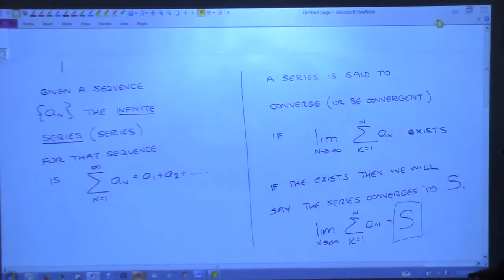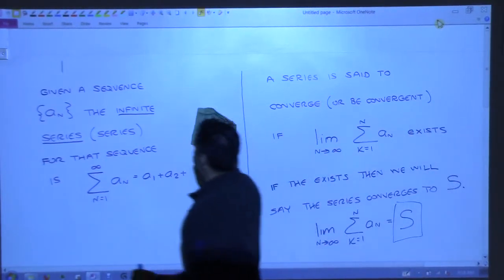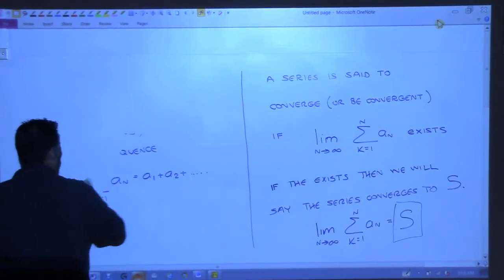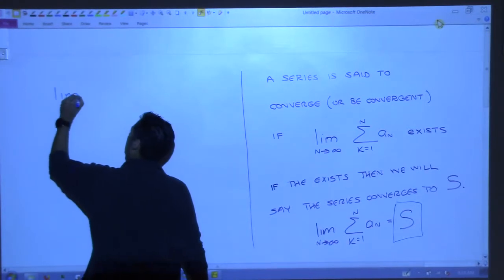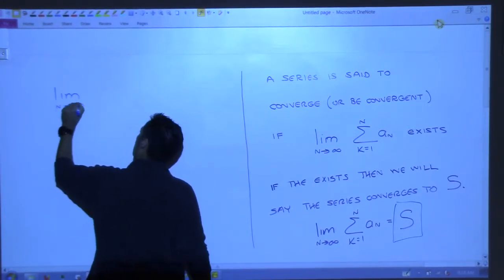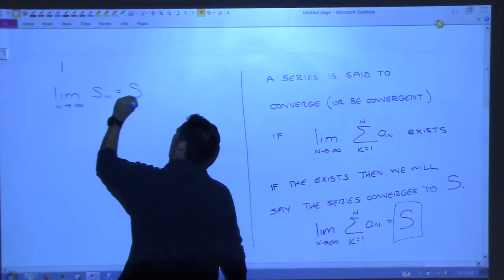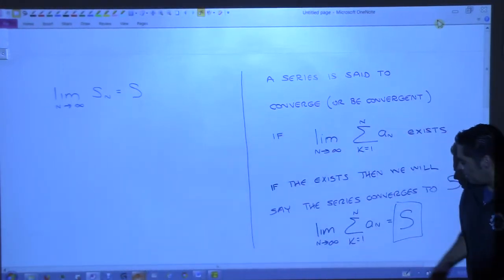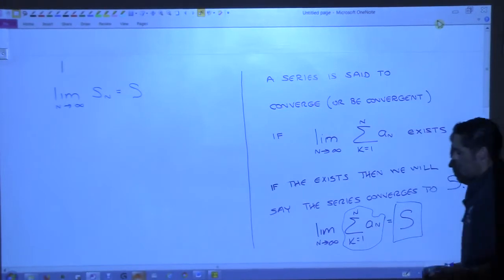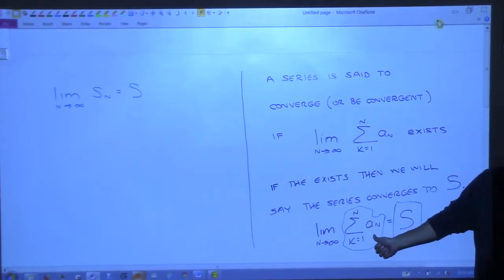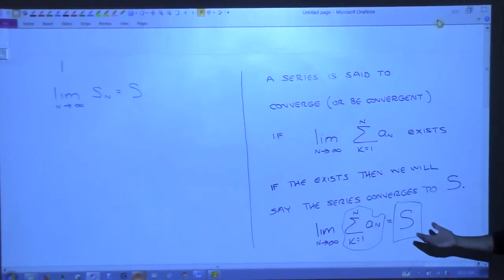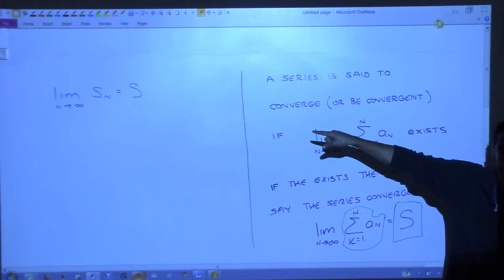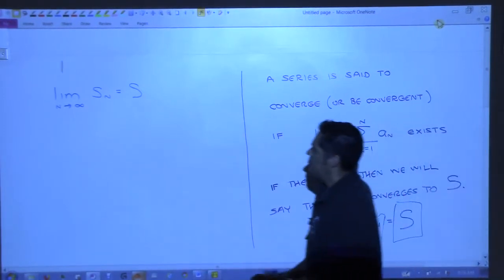Okay. Now, just as an alternative notation to this, we could also write this. If we didn't want to write this, we could write this: the limit as n goes to infinity of S sub n equals S. Right? Because isn't this the nth partial sum? And didn't we say S sub n was the partial sum? You can look back in your notes. So this is the same as that, right? And another way we can write it is this.